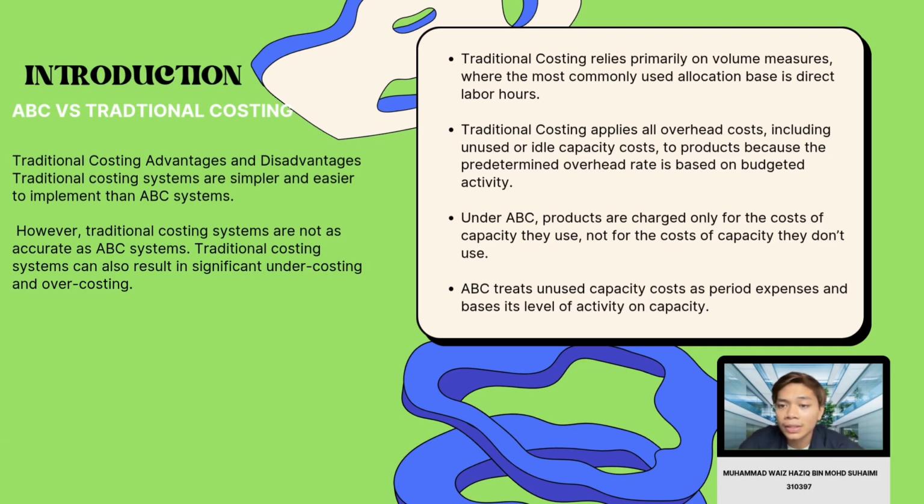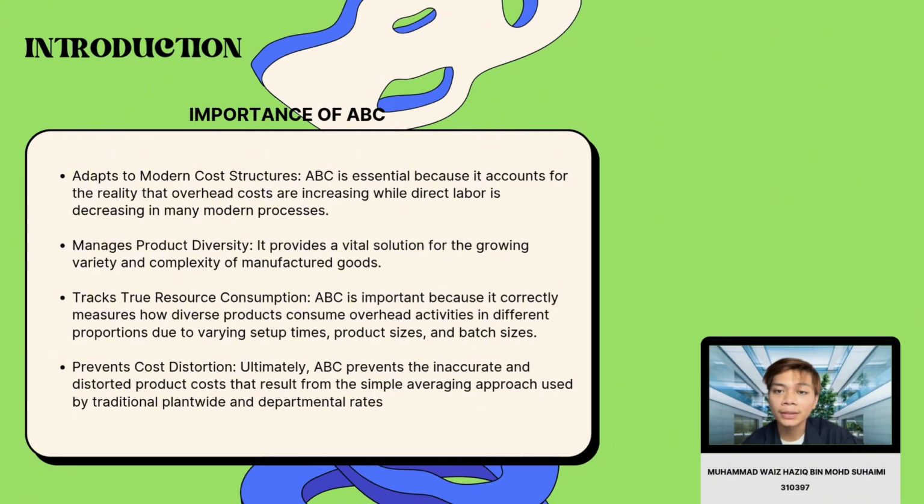So on the left hand side, we can see the traditional costing advantages and disadvantages. Traditional costing systems are simpler and easier to implement than ABC systems. However, traditional costing systems are not as accurate as ABC systems. Traditional costing systems can also result in significant undercosting and overcosting. So moving on to the last slide, the importance of activity-based costing.